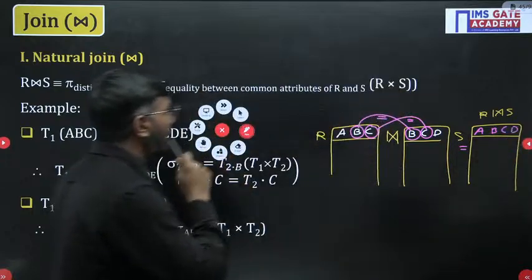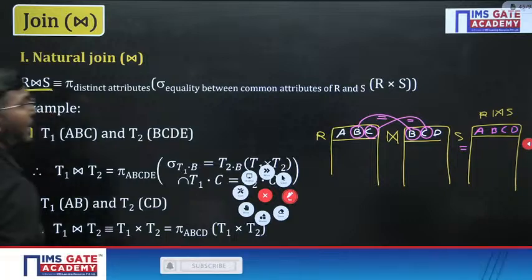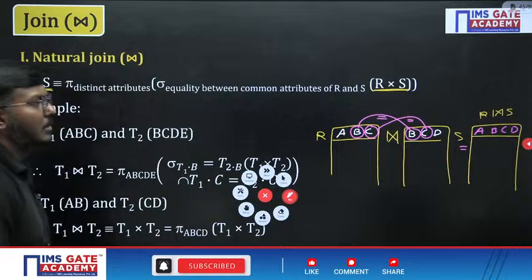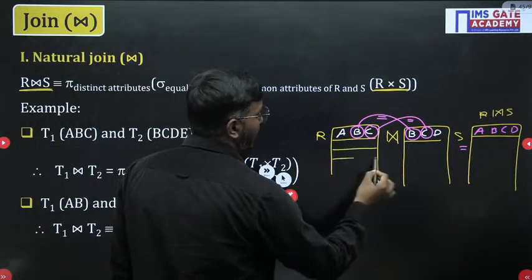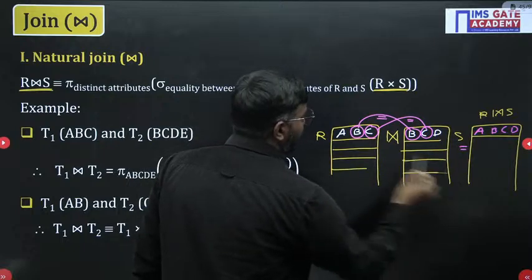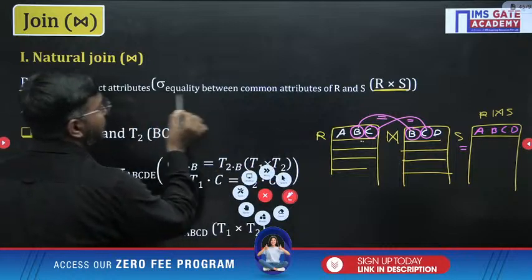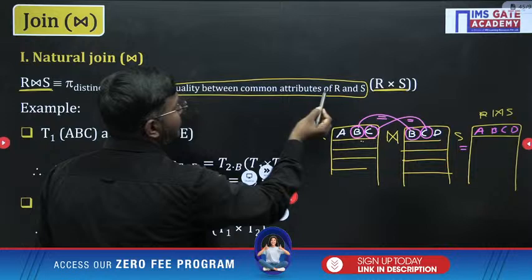Fine. Done now. So what is this natural join? Natural join is nothing but equivalent to first performing the cross product. Okay, first perform the cross product. First join each record of R with every record of S. Then perform the condition. The condition is equality between the common attributes of R and S.